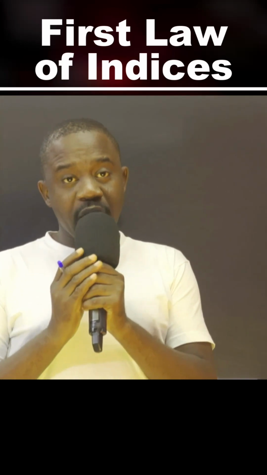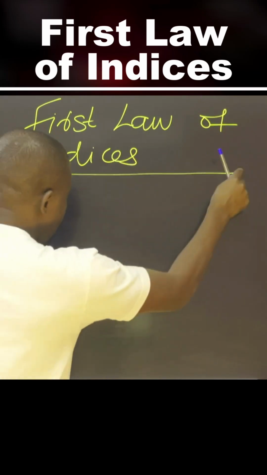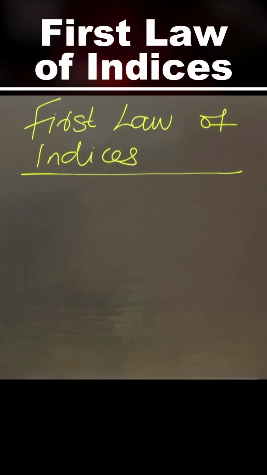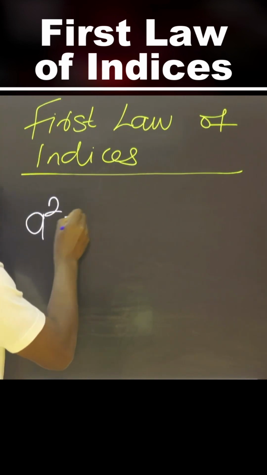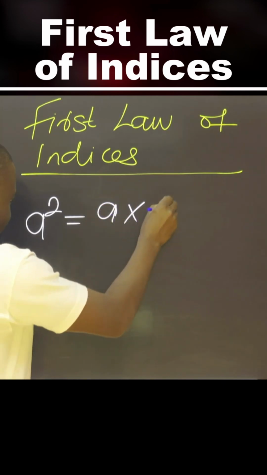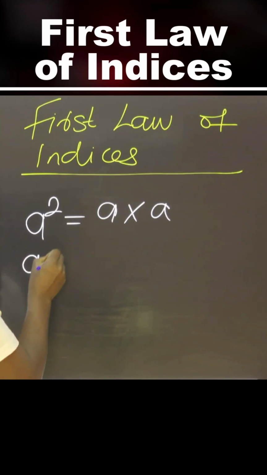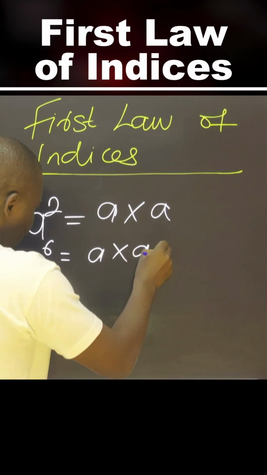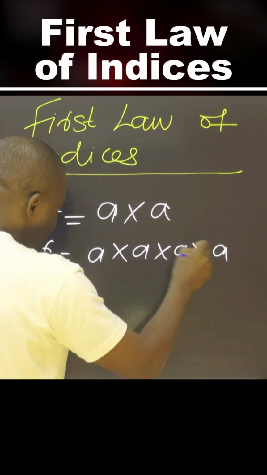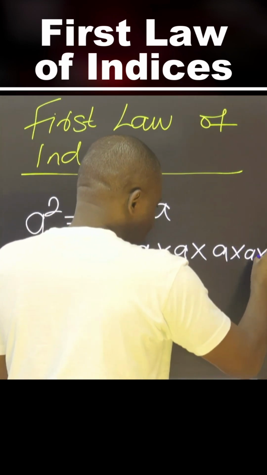In this class, we're going to look at the first law of indices. What is the law all about? The law says that if you have, for instance, a raised to power 2, you agree with me it is a multiplied by a. Okay? If you have a raised to power 6, you agree with me it is a multiplied by a multiplied by a multiplied by a, 1, 2, 3, 4, 5, 6. Okay?